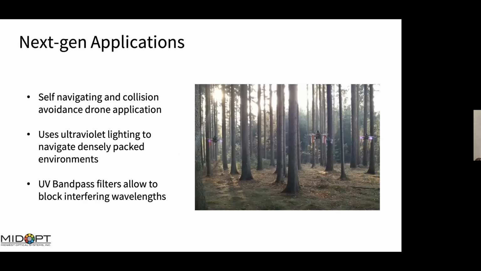Another application that was really interesting was these self-navigating and collision avoiding drones. These drones can navigate using a series of UV lights to communicate with each other and to help navigate. So they can really navigate in very dense environments. It's not really using GPS, but instead they're talking to each other through UV lights. And also here we're using a filter to block ambient light so that the sensors can see the UV lights that are going back and forth. So another really cool kind of application.